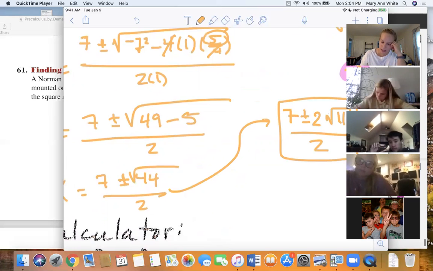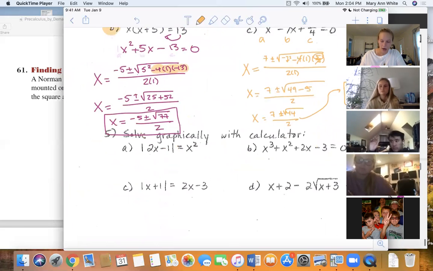I'm all done. If this 7 had a factor of 2, I would have to keep going, but it doesn't, so I'm going to leave it like this. 7 plus or minus 2 root 11 over 2. All right, questions so far?